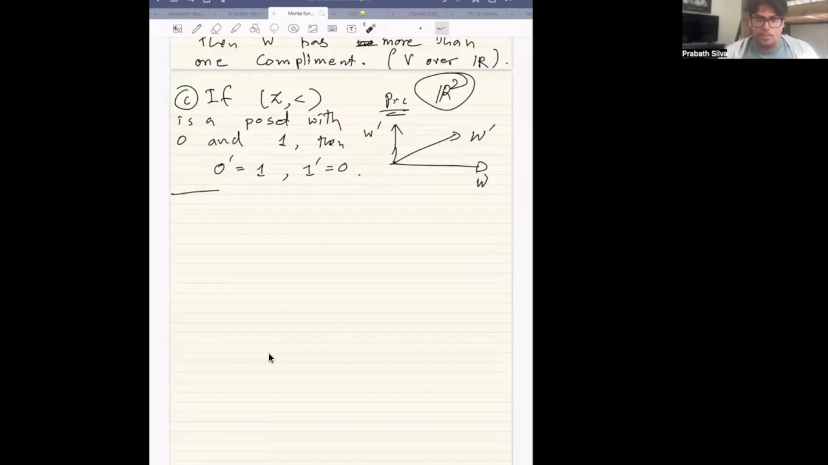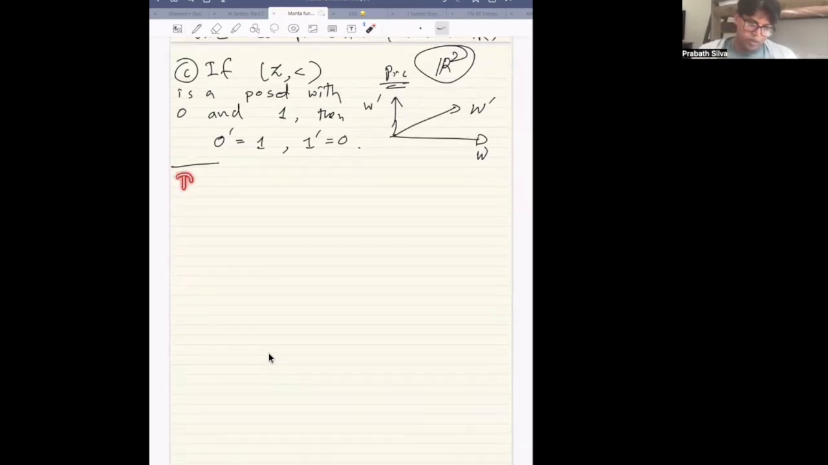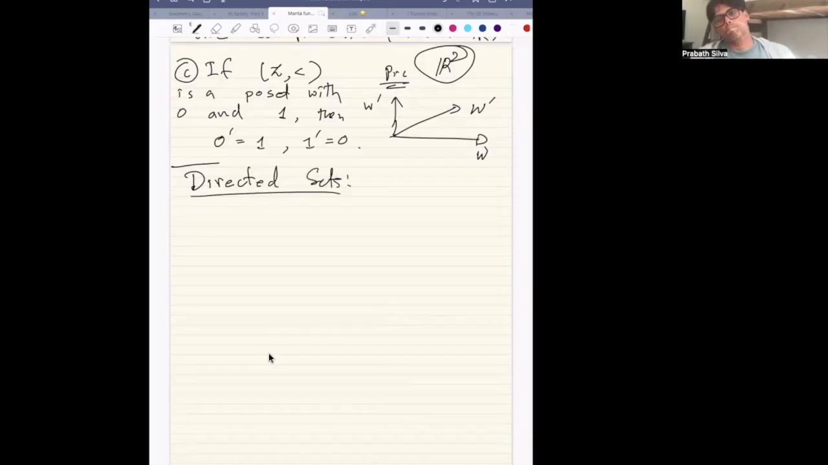Okay, now finally I'll get to directed sets. So basically I'm writing down a whole bunch of definitions, and I'll dig into individual topics later. Okay, so here is a topic: directed sets. This is a really interesting one.